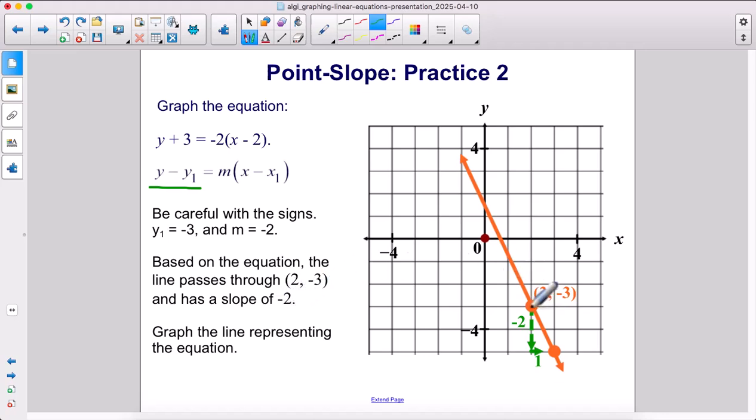So therefore we draw our point, 2, negative 3, and then we do rise over run, but it's going to be fall over run because it's a negative slope. So we go down 2 over 1 to get our second point, and then we connect the dots.